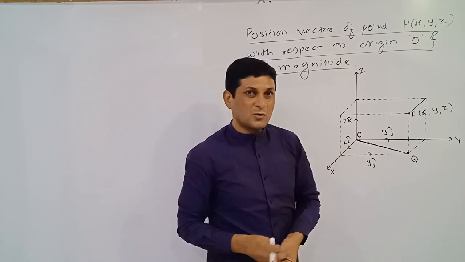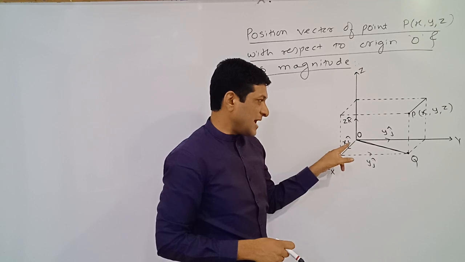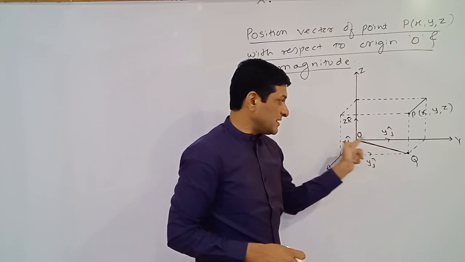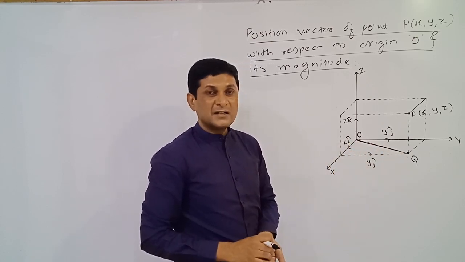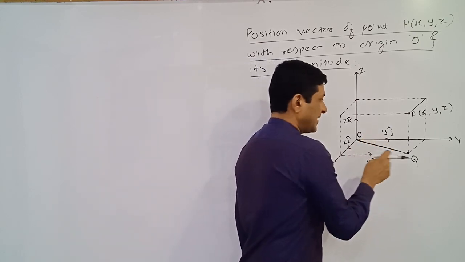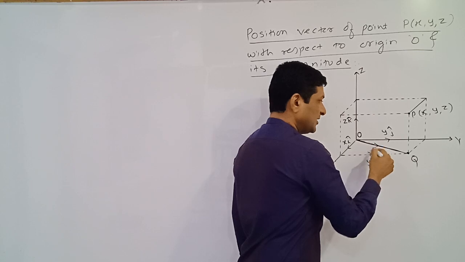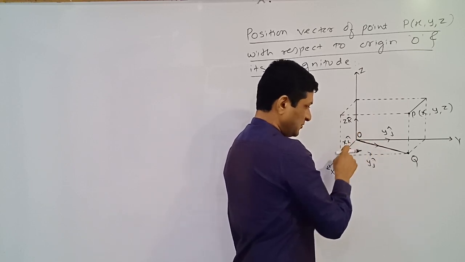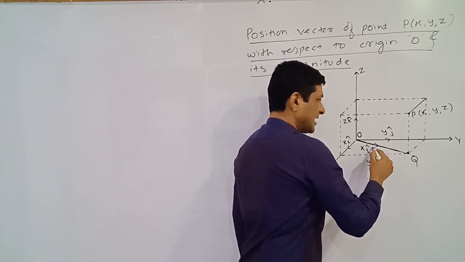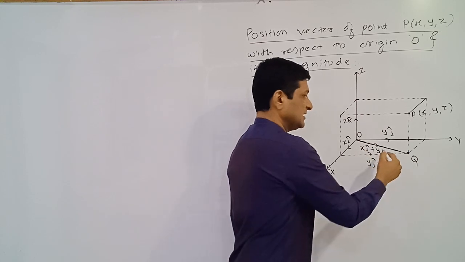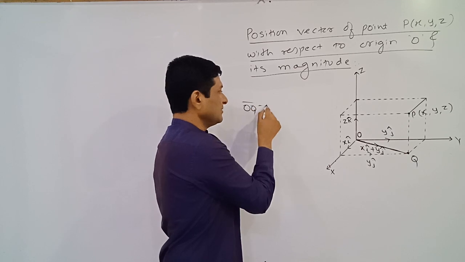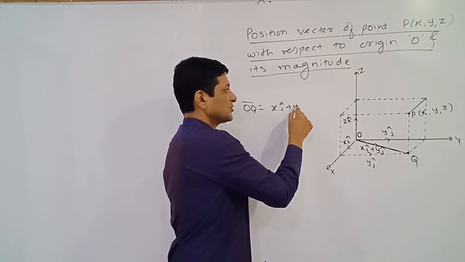Now here we have got two vectors here. One is xi cap and second one is yj cap. Here we have got one triangle also. So since we have got a triangle, we are able to apply triangle law of vector addition. According to triangle law of vector addition, what will the value of this OQ bar? OQ bar will be equals to xi cap plus yj cap, isn't it? Means here OQ bar is nothing but xi cap plus yj cap.